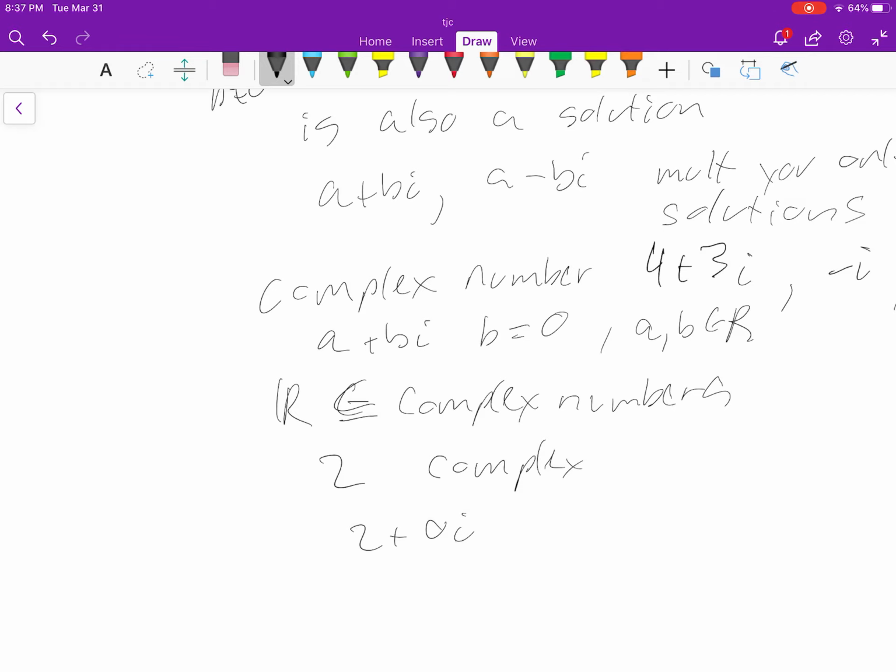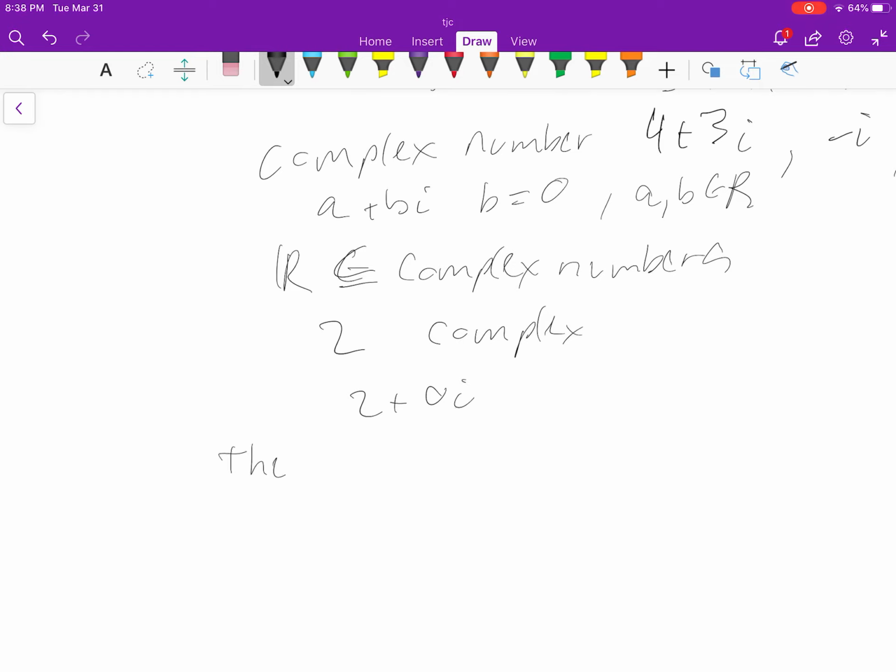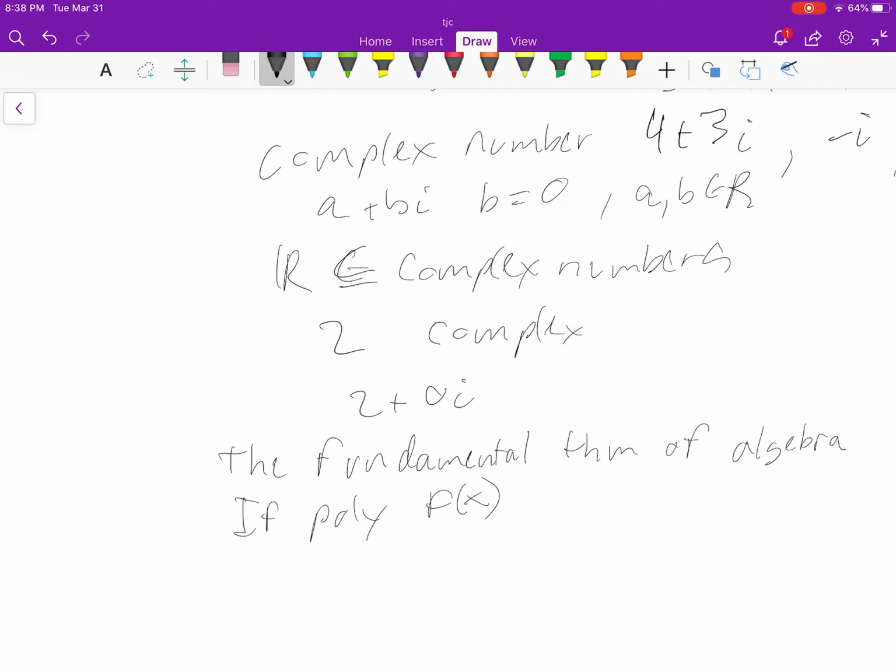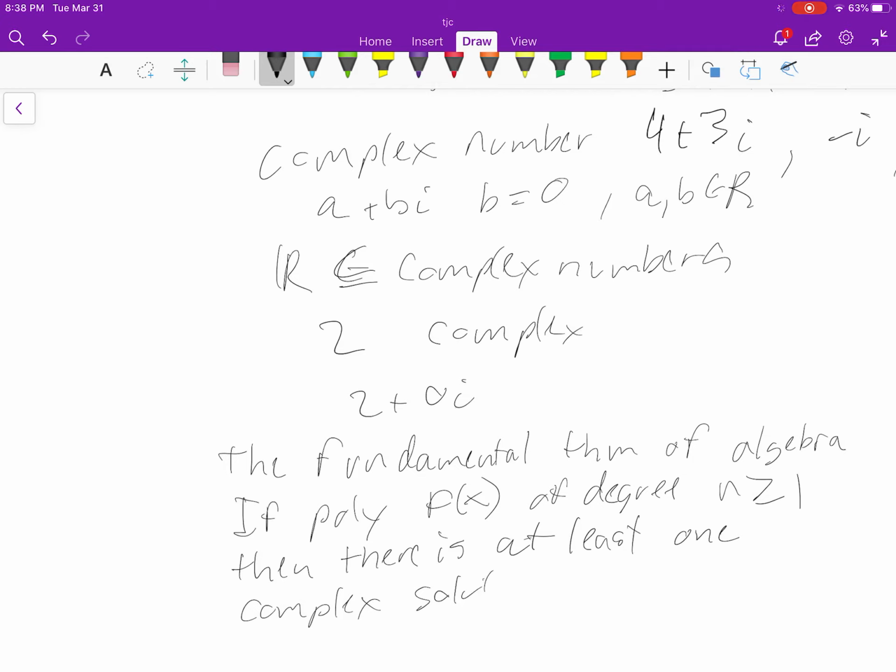Because when it comes to the next theorem, and this is called the fundamental theorem of algebra, it states that if you have a polynomial f of x of degree greater than 1, then there is at least one complex solution to f of x equals 0.